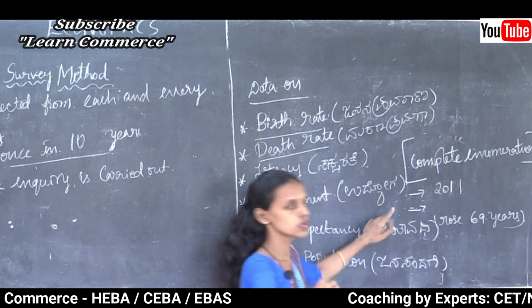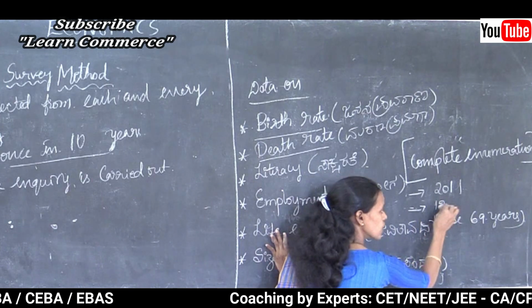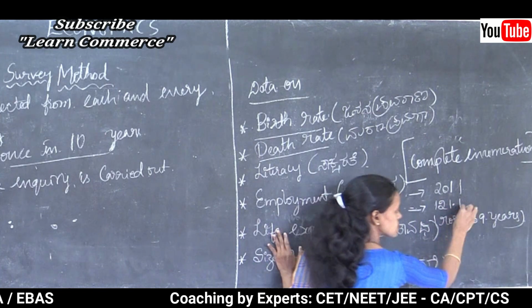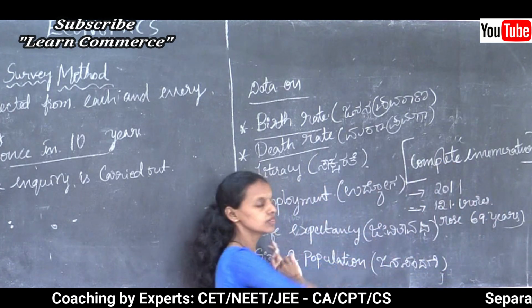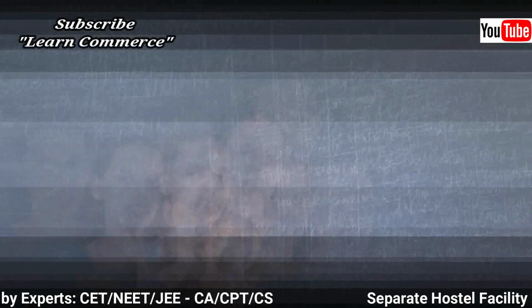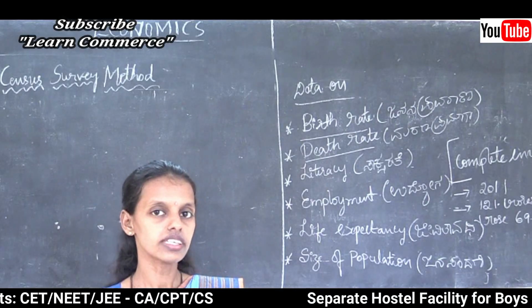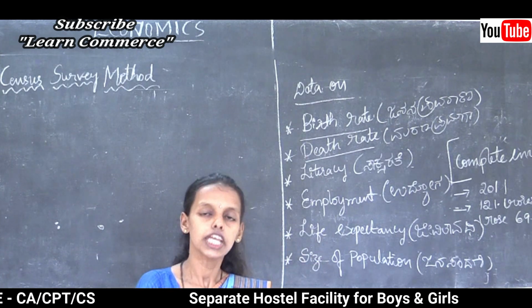According to this 2011 census, population of India is 121 crores. Now it has crossed 135 crores. So result yet to be analyzed. The census is conducted once in 10 years. So here I said it is the method of complete enumeration.